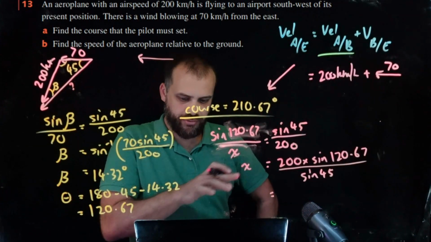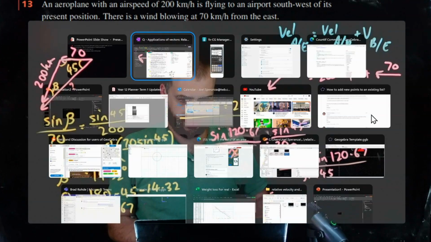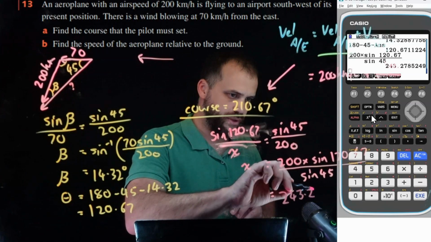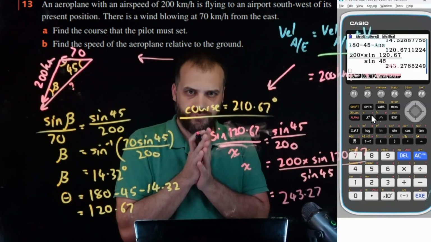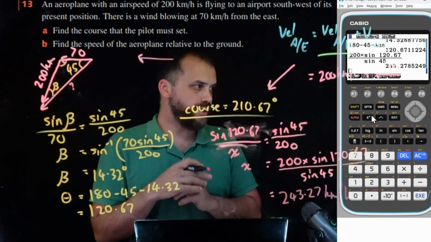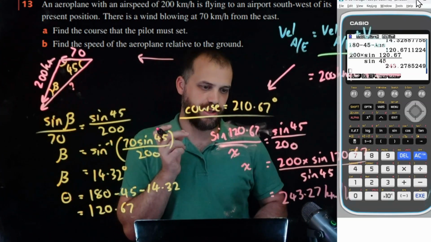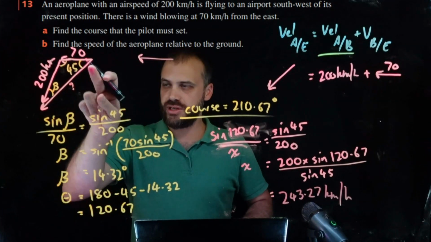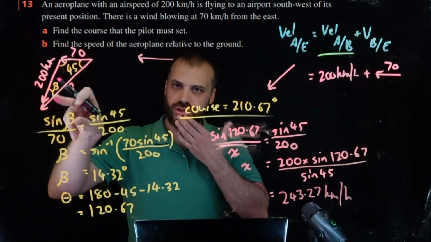All right, I've rearranged it. Calculator, 243.27. What am I finding? I'm finding the speed, kilometers per hour. Now, it's worth stopping for a moment and making sure that that makes sense. A wind of 70, an airspeed of 200.